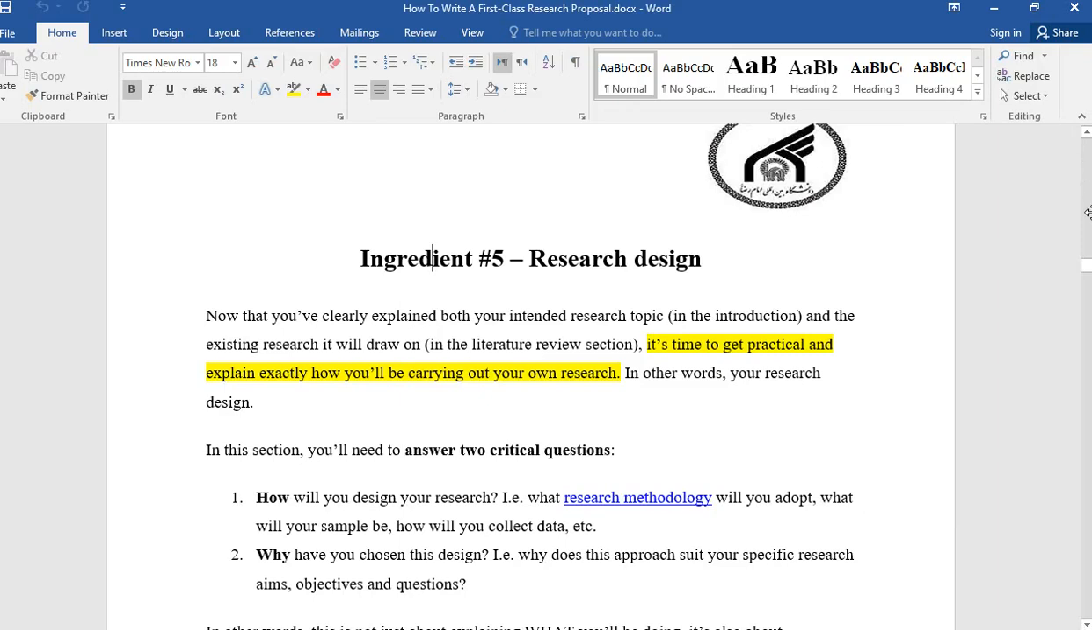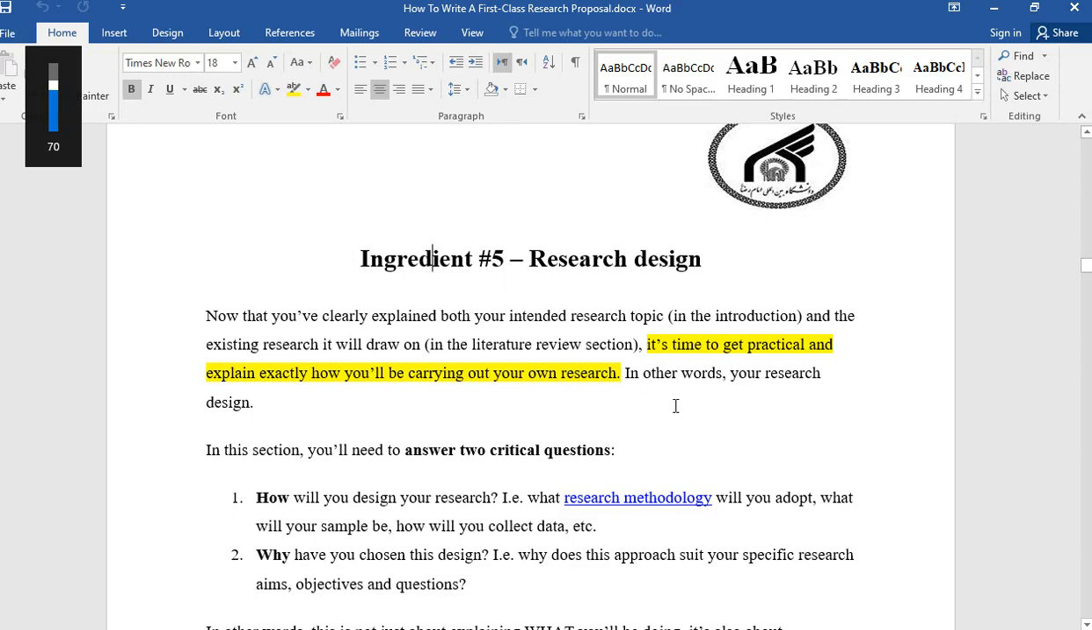Research design is the other section in writing a proposal, and this is basically dealing with the method of your research. What kind of method you're applying in order to carry out your research. After talking about the introduction and literature review, we get to the fifth ingredient in writing a proposal, which is called research design.